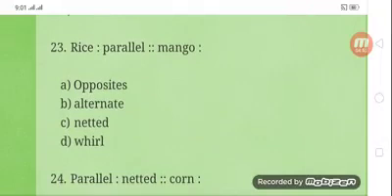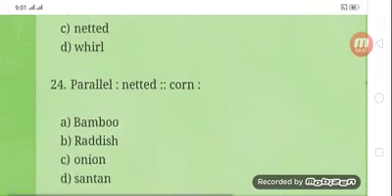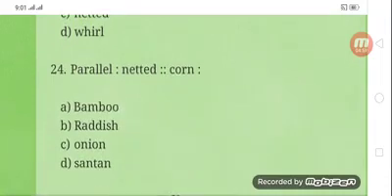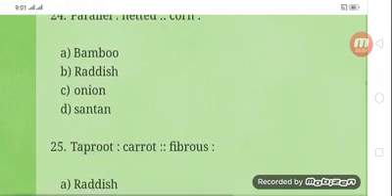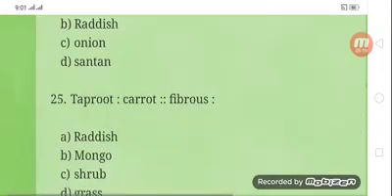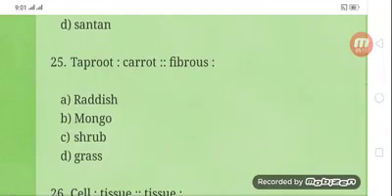Next, rice is parallel, has parallel venation. Mango has knitted venation, knitted. Letter C. Next one, parallel and knitted. Parallel is corn. Okay, knitted is radish, santan. Yeah, radish and santan. Dalawa yung sagot dito. I'm sorry. Dapat isa lang yan. Next one, taproot system.